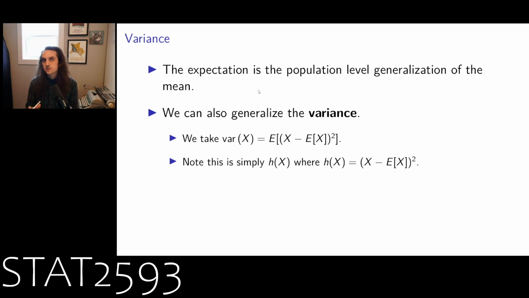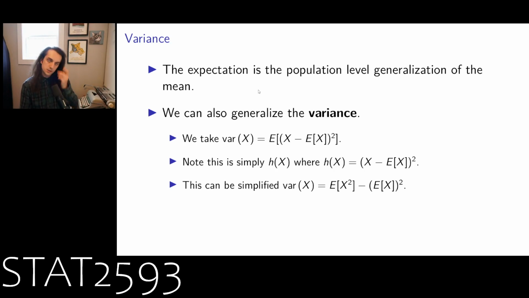Now, this corresponds to taking the expected value of h of x, where h of x is x minus the expected value of x squared, right? So we already know how to compute this value. But we can also make the same simplification that we saw when we were doing the sample variance, right? And so that's the expected value of x squared minus the expected value of x all squared, right?